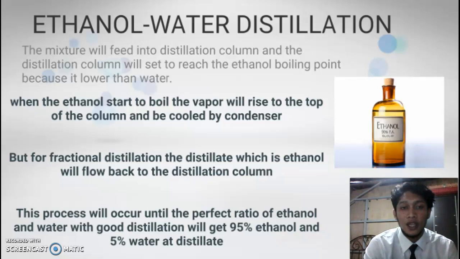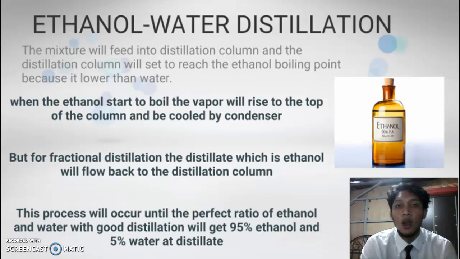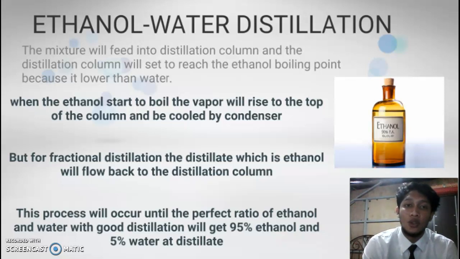As I mentioned earlier, the top product we call the distillate. For this fractional distillation, the distillate will go back to the distillation column and go through a few times until we get the perfect ratio of the ethanol that we want. We can test the ratio using the top sample we collect at the distillation column. For a good distillation of ethanol, we get a distillate of 95% ethanol and 5% water.